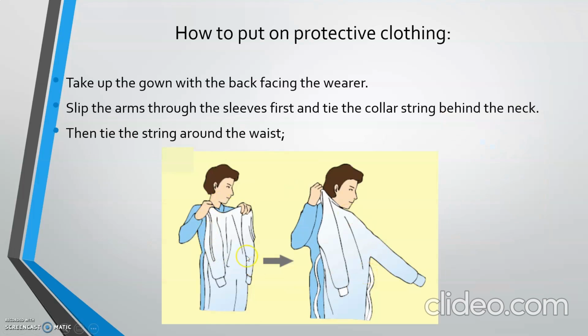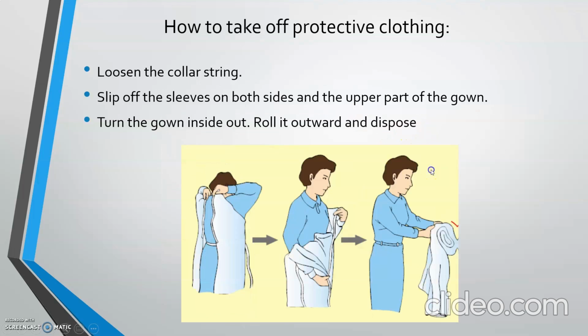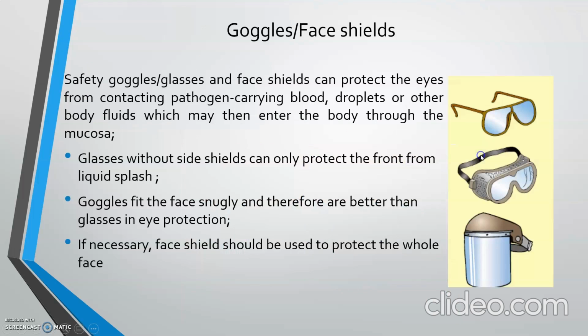So this is how to put on the protective clothing. You take up the gown with the back facing the wearer, slip the arm through the sleeve first and tie the collar string behind the neck and then tie the string around the waist. To take off your protective clothing, you need to loosen the collar string, slip off the sleeve on both sides and the upper part of the gown and turn the gown inside out, roll it outward and dispose.